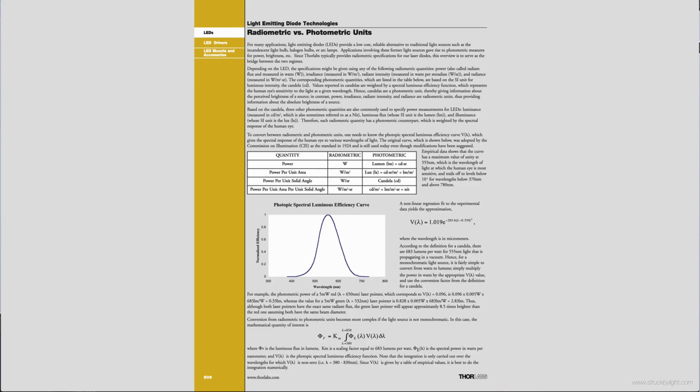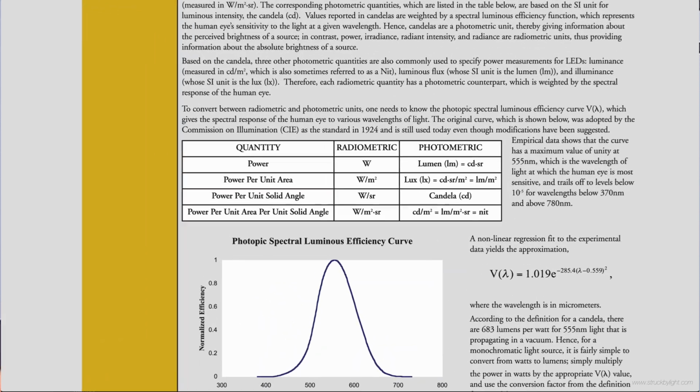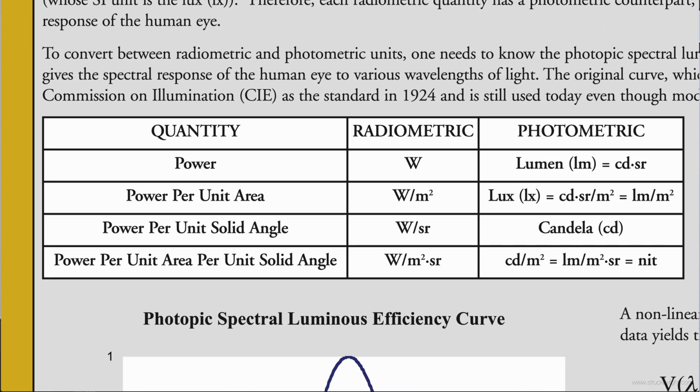If you see the light output of a light source mentioned in units of watts or wattage based measurement, that is a radiometric measurement. If you see the light output specified in candelas or a candela based unit, you are looking at a photometric measurement. The measurements expressed in lumens and lux are also photometric measurements.